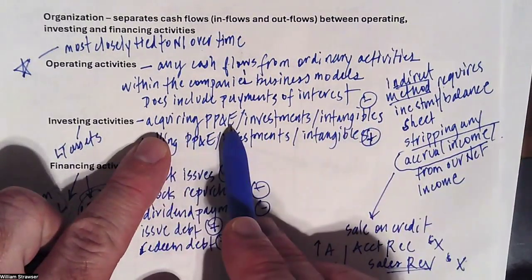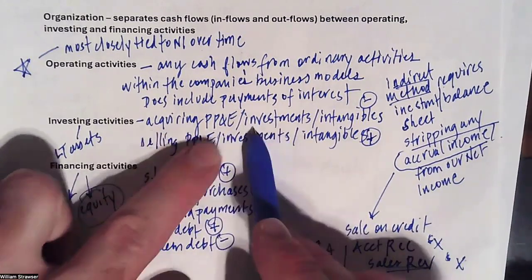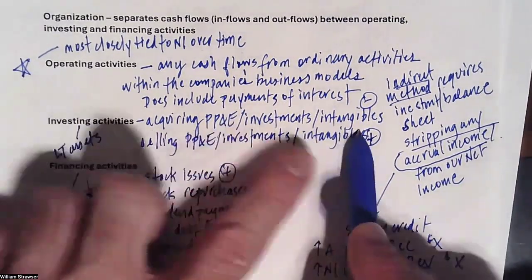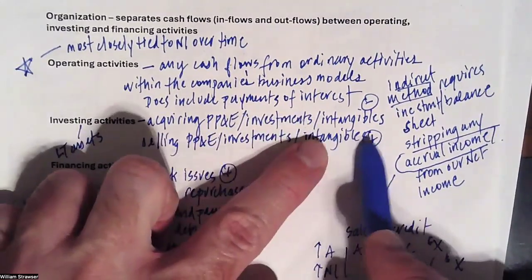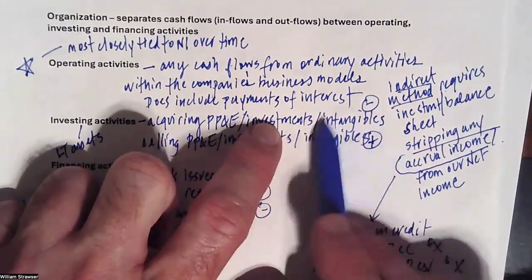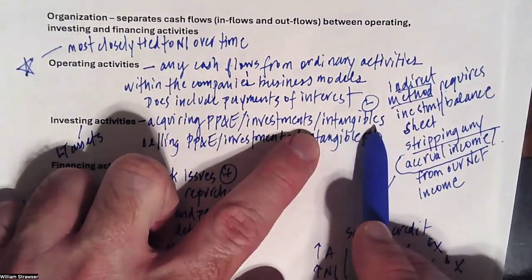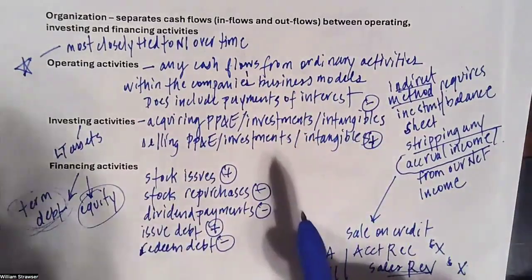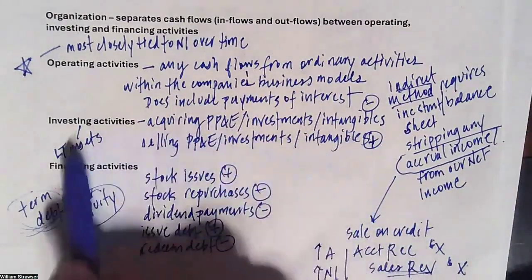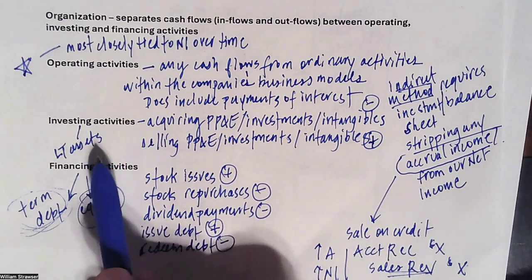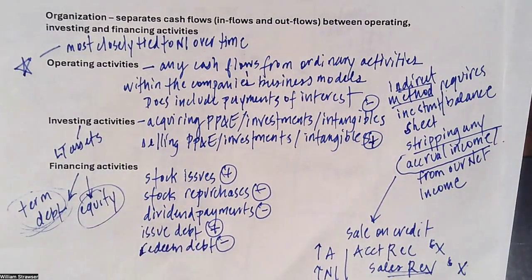They're adding more equipment, more buildings. They're investing money in more places. They're acquiring other companies. They are producing intangibles or buying intangibles that will help the operations of the company. So we kind of want to see investing activities to be negative to indicate growth.